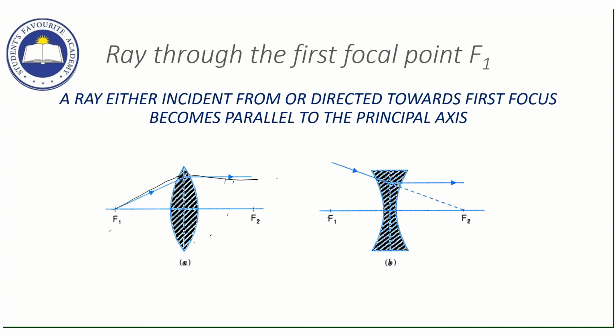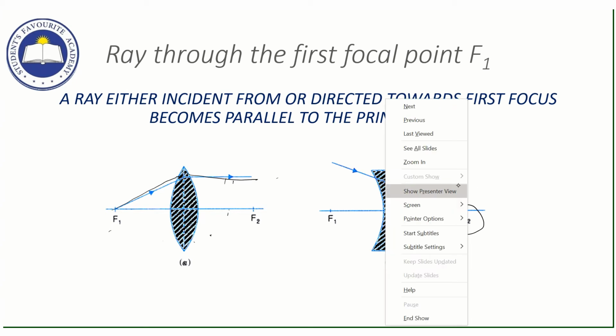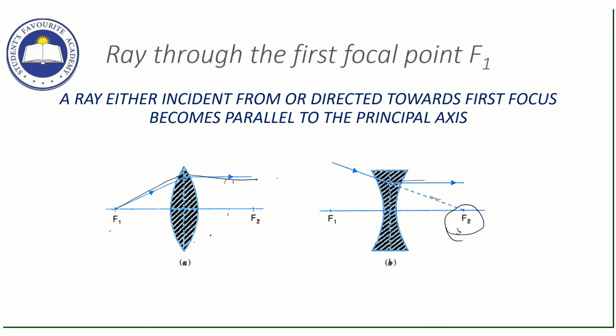Similarly here, see this ray, when it is extended, it is passing through F2. So after refraction, it will go parallel to the principal axis. Here, as I told you, the focus is virtual. Actually, the ray is coming like this, incident, and going like this, parallel. But when you produce it backward, you will see that the ray is actually passing through the focus. That is why it is called virtual. It is not real.